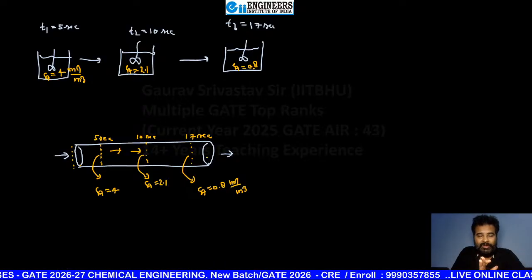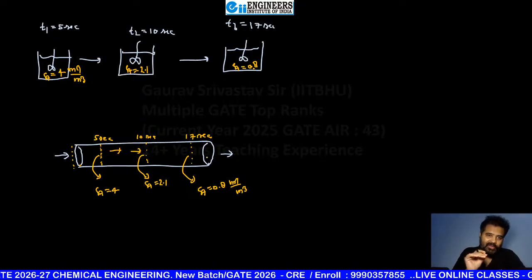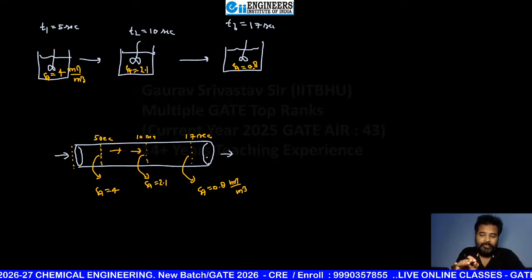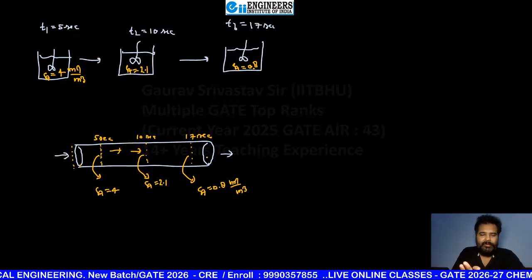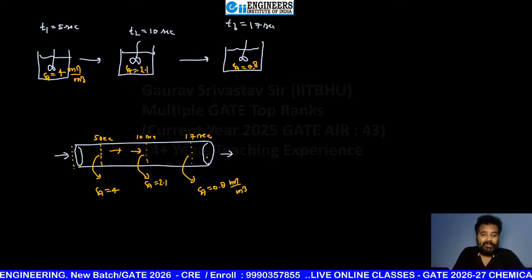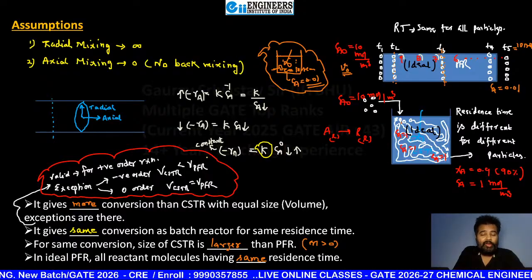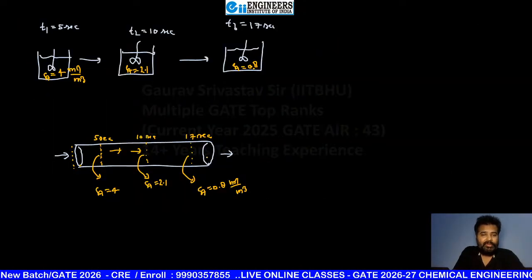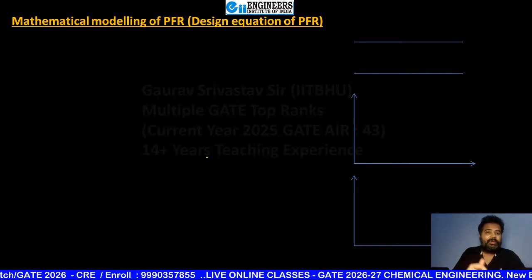But for general cases, whenever I am not telling anything, I am telling general case. That means that general case belongs to, there is no non-ideality there. Epsilon A will remain 0 there. So these are the general cases. Okay. And also if general case, that means I'm not talking about zero order or negative order reaction here for this case. Okay. So mathematical modeling of PFR.